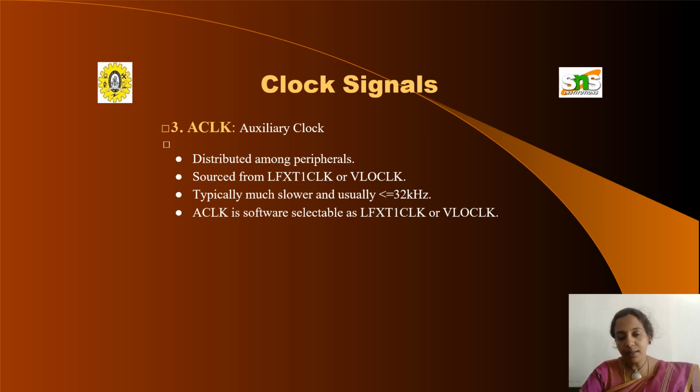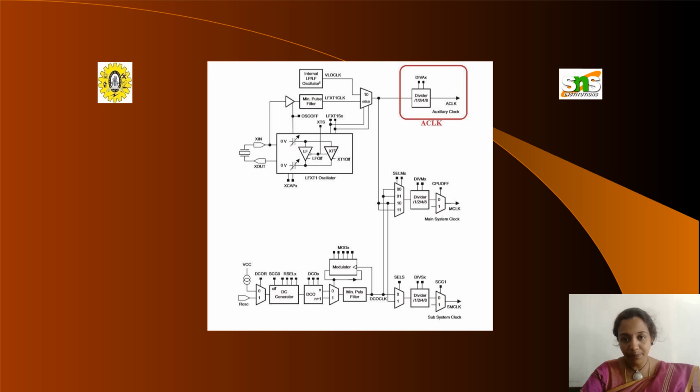The third one is the auxiliary clock, which I have mentioned in the diagram already. It is distributed among peripherals, sourced from the LFXT1 clock or VLO clock, typically much slower, usually less than 62 kHz in frequency. The auxiliary clock is software selectable as the LFXT1 clock or the VLO clock.